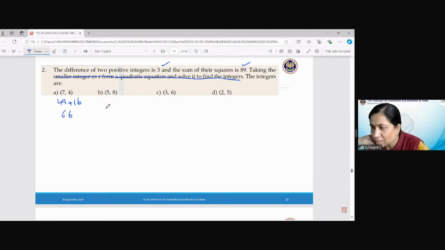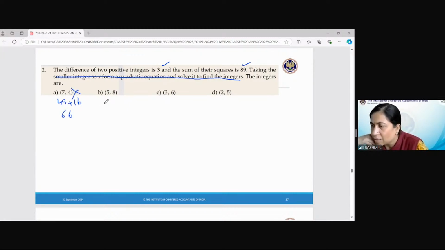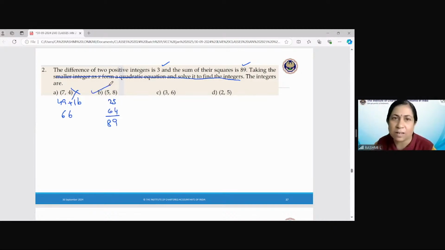Okay, this is 66, not the answer. This is 25 plus 64, 89. So B is the correct answer.